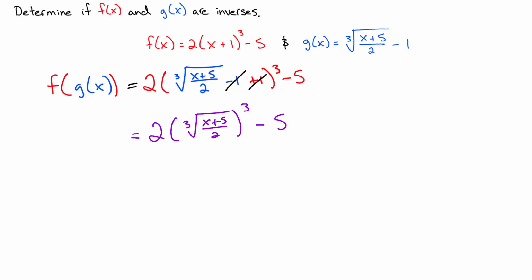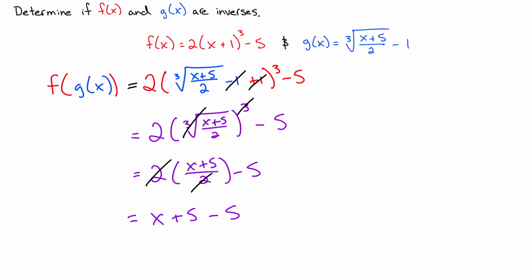And what do you know? I'm just about to cube a cube root. The cube root and the cube undo one another. And you're left with 2 times the quantity of x plus 5 all over 2, minus 5. And now I'm about to multiply by 2 something that I'm dividing by 2. So the multiplication of 2 and the division of 2 cancel out, and you're left with x plus 5 minus 5. And once again, the plus 5 and the negative 5 eliminate. So you're just left with x.